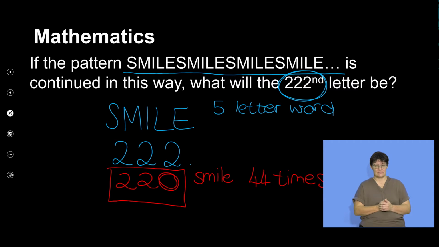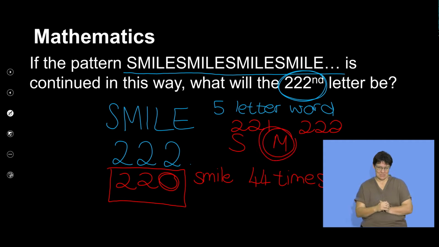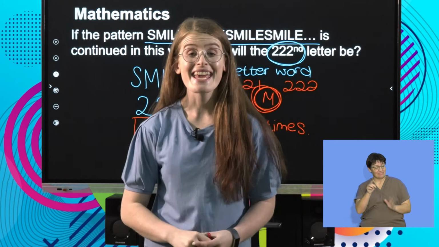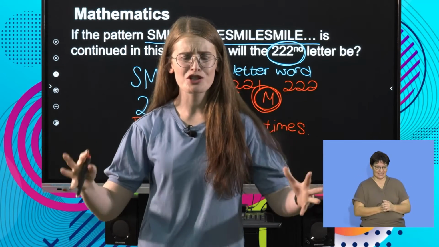That means that the pattern will begin again with the 221st term and the 222nd term. This means that the 221st letter will be S, which means that the 222nd letter would have to be M. So, for that particular example, M is the 222nd letter in the pattern. Okay, so I hope that everyone's good with me so far.